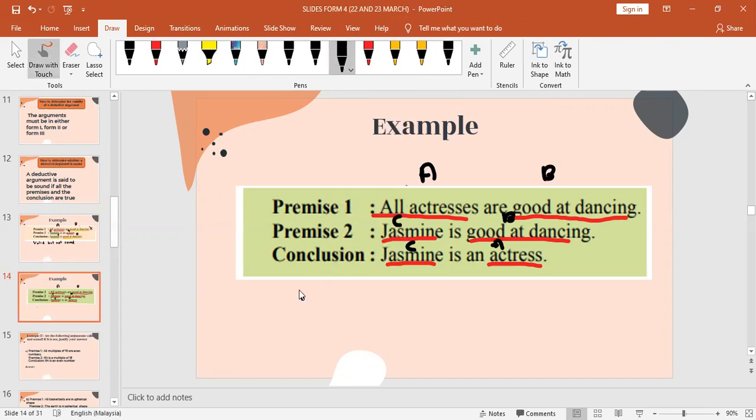It is invalid and also not sound because all actresses are not necessarily good at dancing. So invalid and not sound.